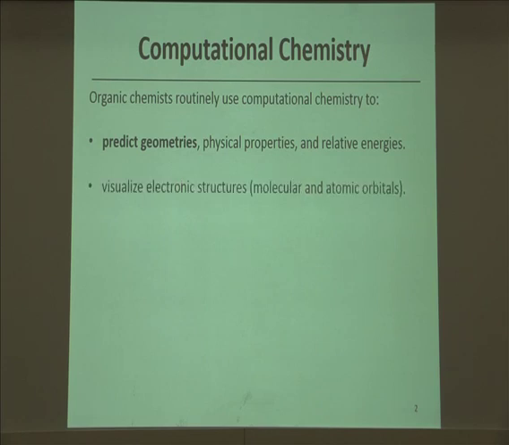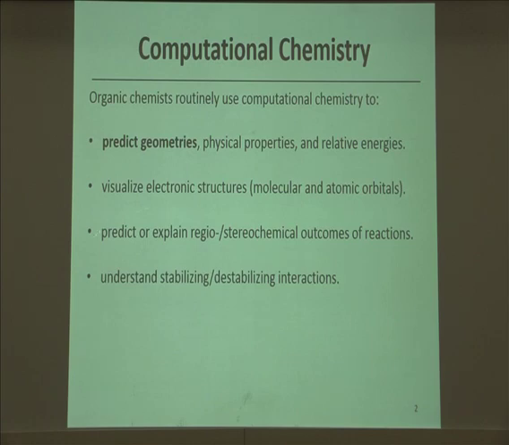Once we have that accurate geometry, we're going to use it to visualize the electronic structure of the molecules. And by electronic structure, I mean the molecular and atomic orbitals that make up that molecule. We're going to use the relative energies, we're going to use the electronic structures to help predict and explain the regiochemical or stereochemical outcome of a number of reactions in the course. And so you'll see computational chemistry playing a role there. We're going to spend some time thinking about the stabilizing and destabilizing interactions within a molecule and between molecules. And by this, we mean steric interactions, hydrogen bonds, orbital overlaps, all of the concepts that have already been explored in the lecture courses, we're going to see stabilizing and destabilizing these molecules in the laboratory course.